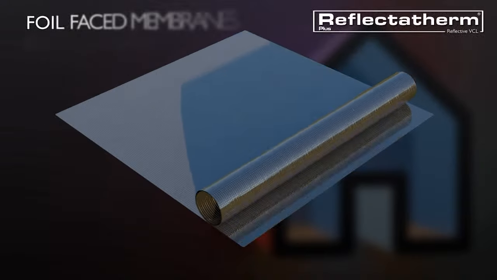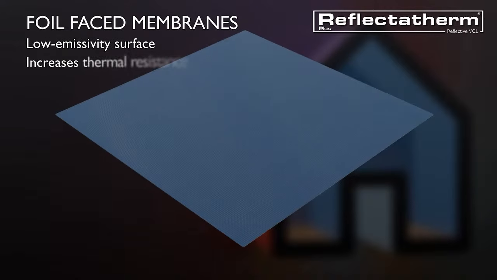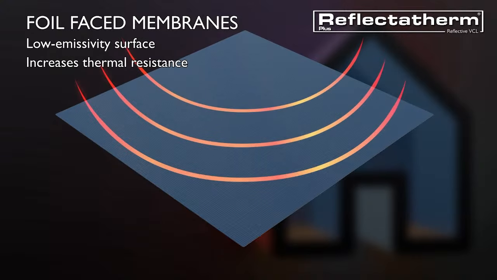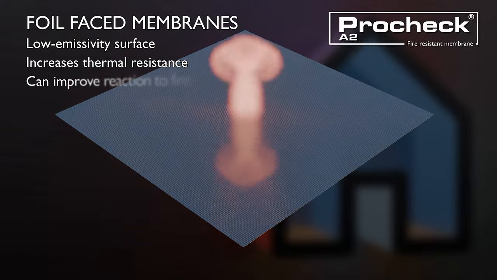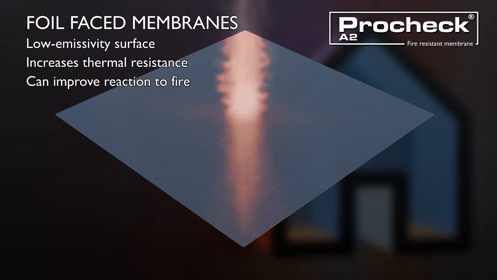Foil membranes can also have the advantage of providing additional thermal performance from a low emissivity surface, as is the case with our Reflectitherm Plus and ProCheck A2 membranes. With an appropriate foil face, the membrane also becomes less able to absorb or emit radiant heat energy, providing additional thermal insulation. Foil face membranes may also achieve better reaction to fire results, as is the case with ProCheck A2, as the foil and glass fibre structure of that material is of limited combustibility compared to plastic-based membranes.